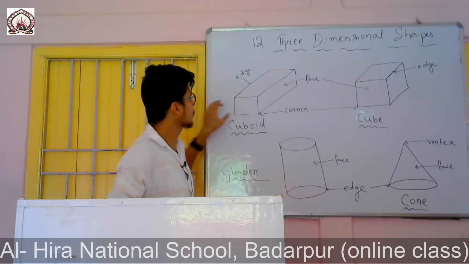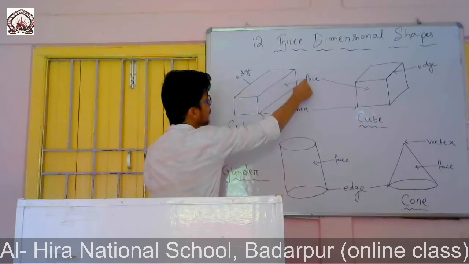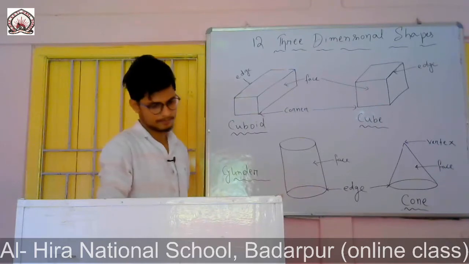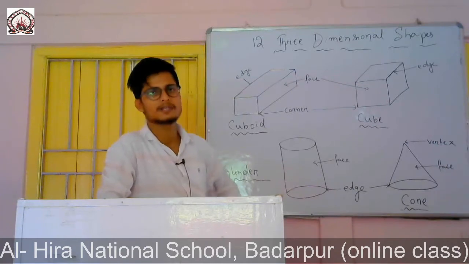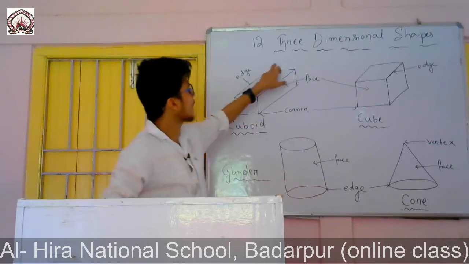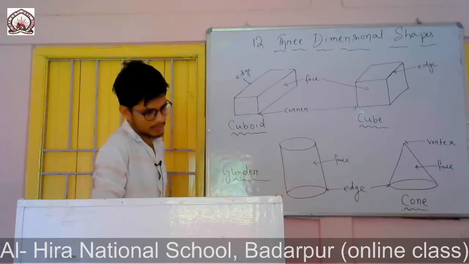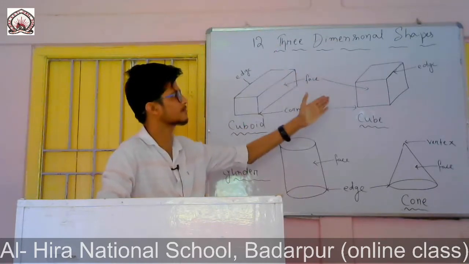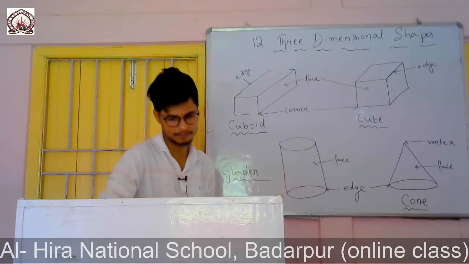These are the edges. If you count, in this box it has 1, 2, 3, 4 edges, and that side also again 1, 2, 3, 4, 5, 6, 7, 8, and then 9, 10, 11, 12. So you will get 12 edges and 8 corners. If you count the corners, 1, 2, 3, 4, then 5, 6, 7, 8. There are 8 corners. So in a cuboid there are 6 faces, 12 edges and 8 corners. The same in a cube also: 6 faces, 12 edges and 8 corners.